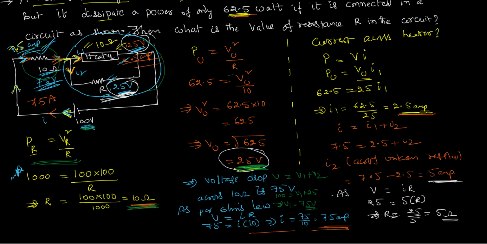After calculating that, I used the basic formula of Ohm's law, V equal to IR, and I found the current across this total resistance, the total current of the circuit. 75 is the total voltage, I is the total current, R is the respective resistance given for you. So I found the total current as 7.5. I found the current across the heater as 2.5 amperes. That implies current across the unknown resistance is 5 amperes. Again, using the basic Ohm's law, resistance equal to 5 ohms.